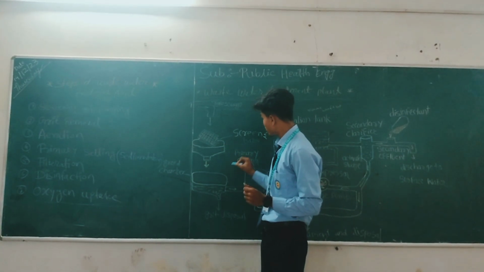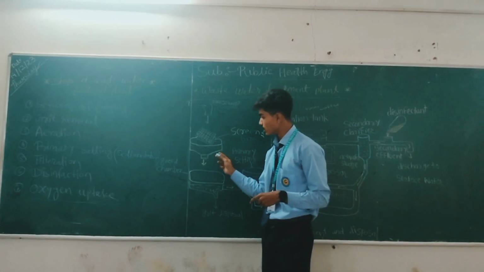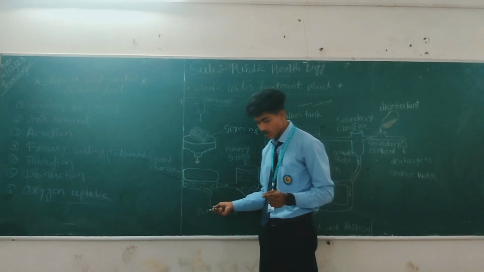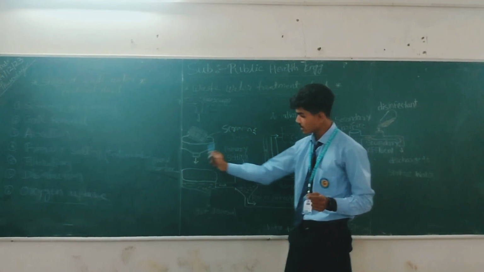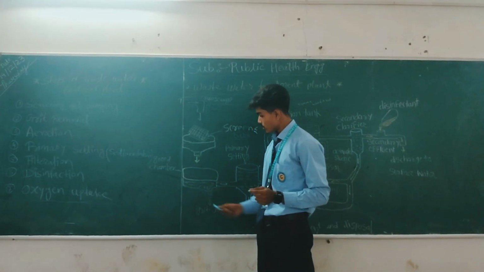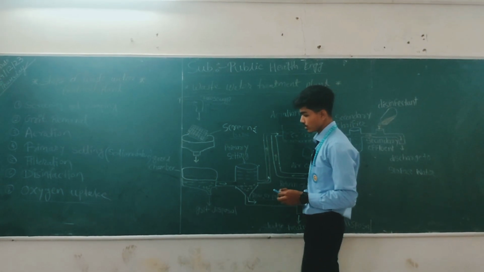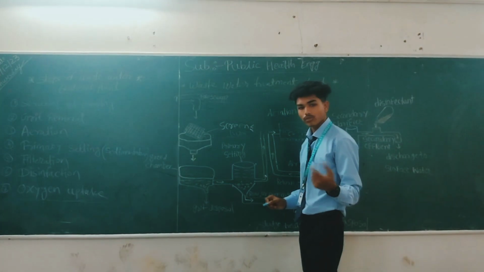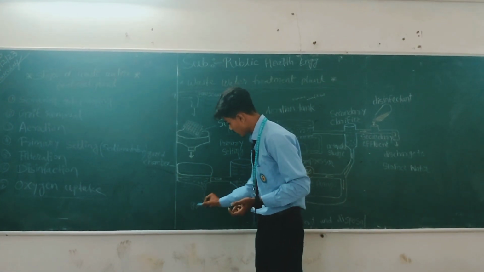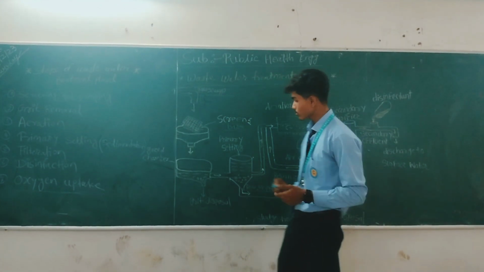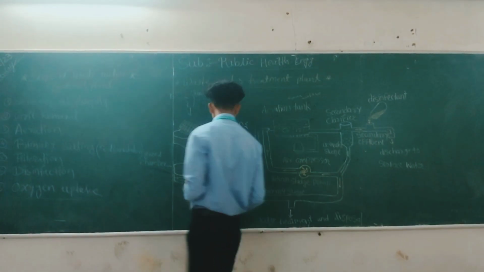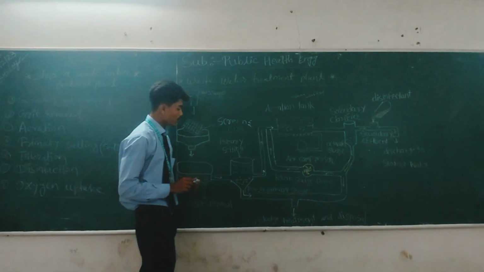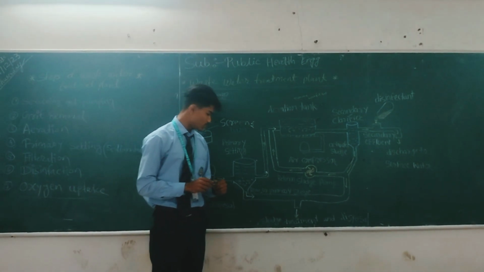After this screening, the water is transferred to the grit chamber, and the grit is settled down for some time, and the grit is disposed of, and this water is transferred to the primary settling tank, meaning the sedimentation tank.